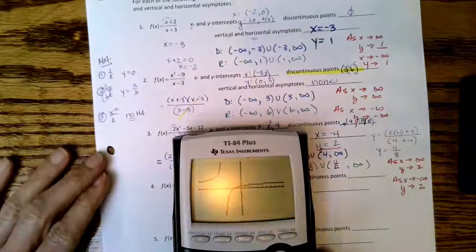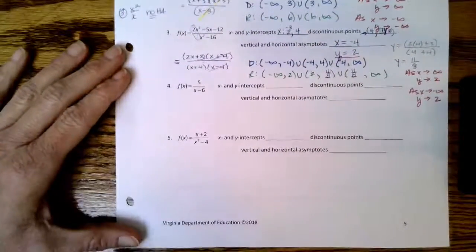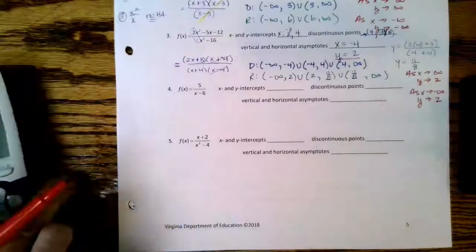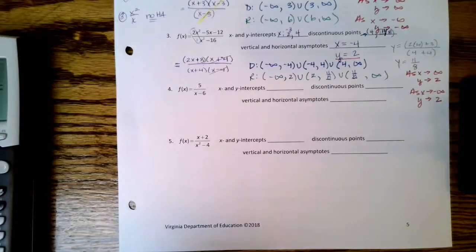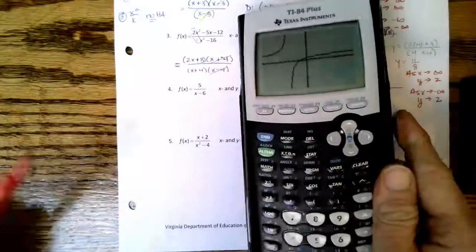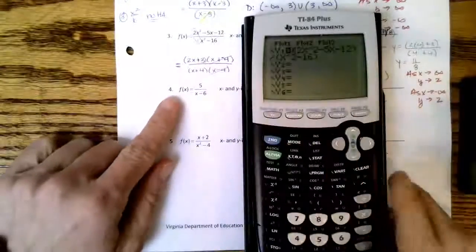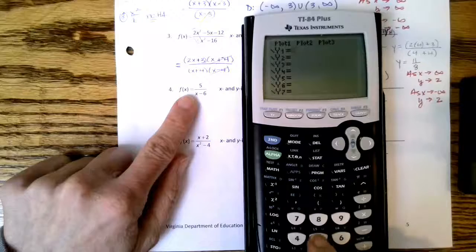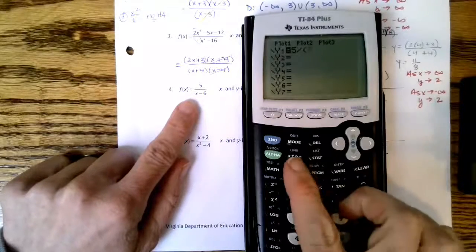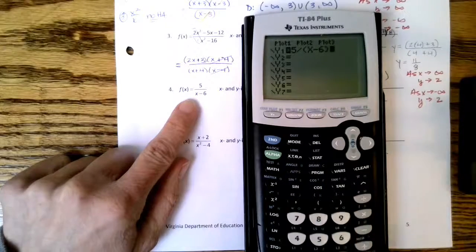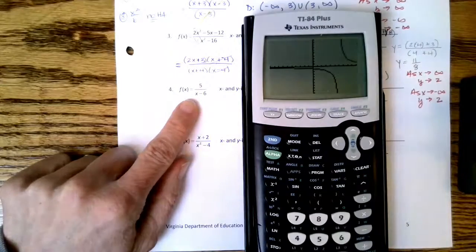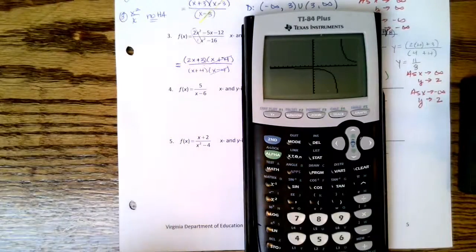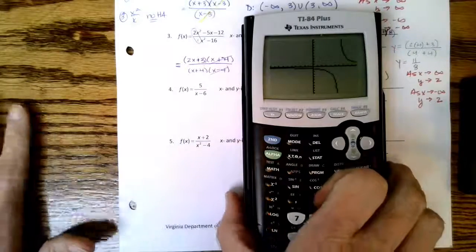Okay. All right, so let's take a look at number 4. We have f of x is equal to 5 over x minus 6. So we'll go ahead and enter this one into the graphing calculator. And we'll say 5 divided by parens. Make sure you're using your parentheses. Without your parentheses, you run the risk of the calculator taking over order of operations for you.